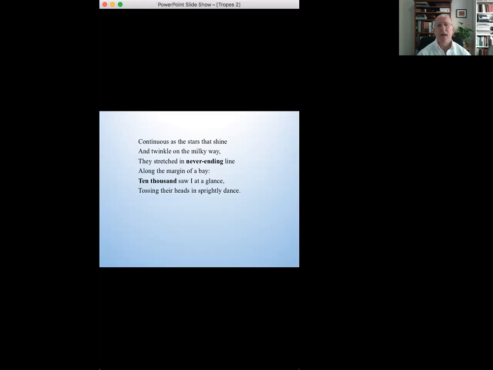But was the line of flowers really without end? Was it really infinite? Well, the flowers may well have stretched a long way, even further than Wordsworth could see, but I doubt that they extended out into a line that was without end, that was infinite. And how many flowers did Wordsworth really see? Well, he says he saw 10,000. He says, 10,000 saw I at a glance. But were there really 10,000?